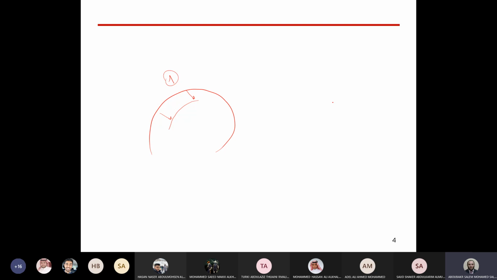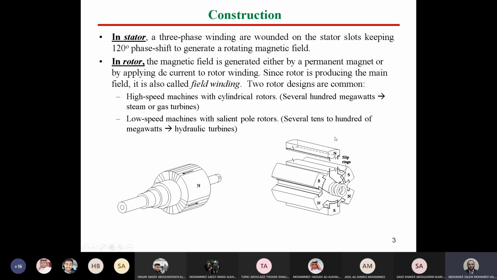For the salient pole, the rotor itself may be like that, if we have two poles only on the rotor. So if we have the stator, the air gap here is not similar to the air gap here. For that, we call this salient, because the air gap is not uniform between the stator and rotor core. This is the reason why we call it salient pole, because of the saliency of the rotor structure.